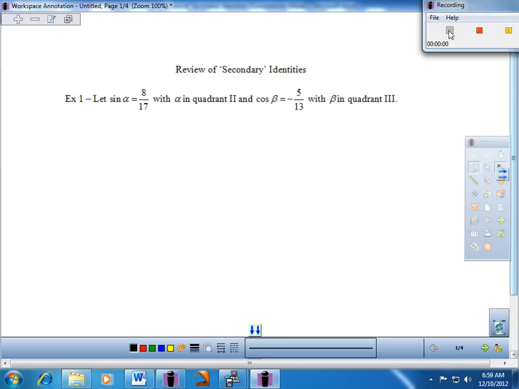Welcome. Today the lesson that we're going to be looking at is called Review of Secondary Identities. And so today just gives us an opportunity to go back and take a look at some of the formulas that we've been developing, specifically the sum and difference formulas, the double angle formulas, and the half angle formulas. So we'll really just do one massive problem set here, kind of build it all the way through.